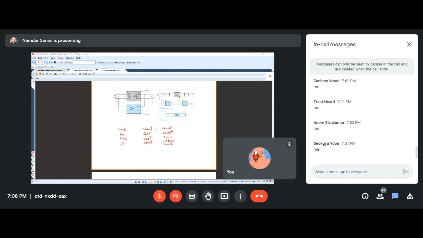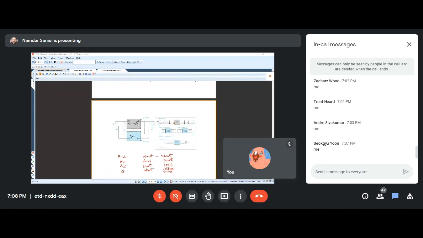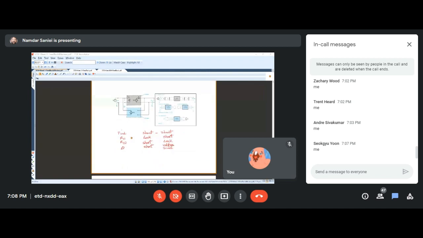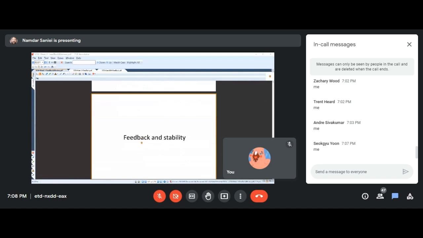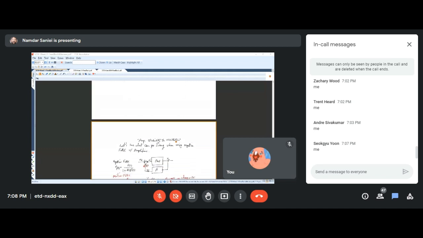So I want to get into something which could be more interesting to you guys. Everything we talked about for amplifiers was under negative feedback. Now, what happens if we have positive feedback? And that's where feedback and stability come into the picture. So when we had this system, this is the feedback block diagram. We came up with a gain under feedback, which was the gain without feedback over 1 plus A beta. That we must remember by heart now.